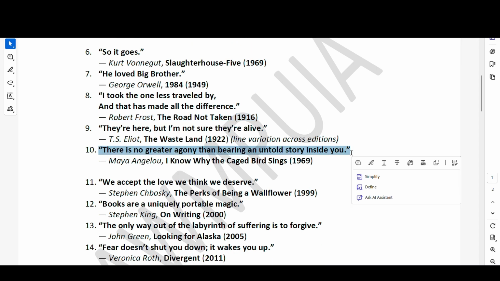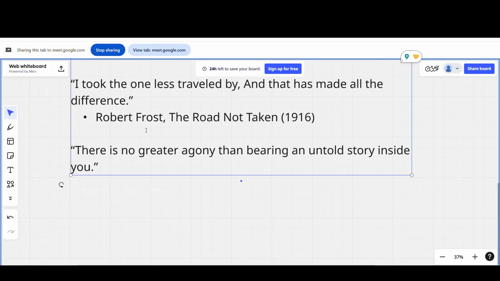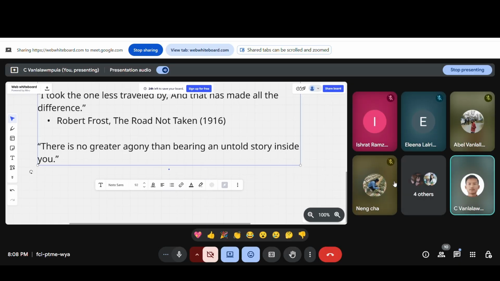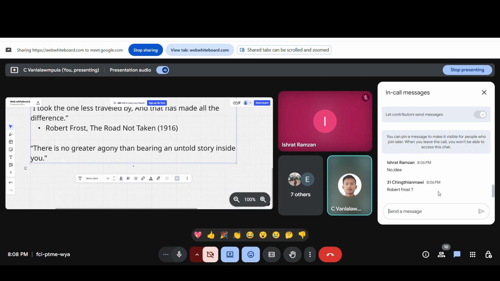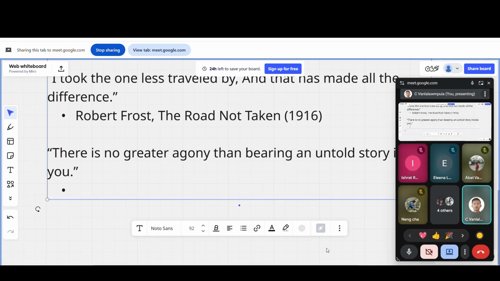This is also from a poem, okay. Anyone has any idea? "There is no greater agony than bearing an untold story inside you." The author is black. I'll give you one clue. Do you have any idea? The author is black.